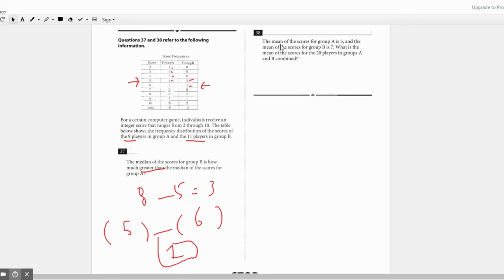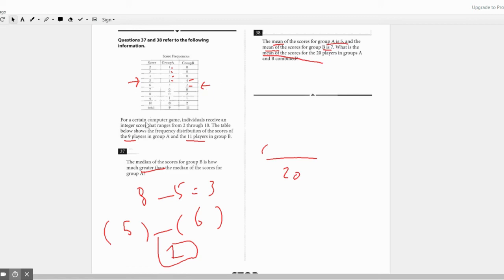Number 38. The mean of the scores for Group A is 5. Okay, so that's useful. The mean of scores for Group B is 7. What is the mean of the scores for 20 players? So the mean, we're treating as a normal mean. This is the mean we care about, the mean of the 20 players, right? So it's going to be something over 20.